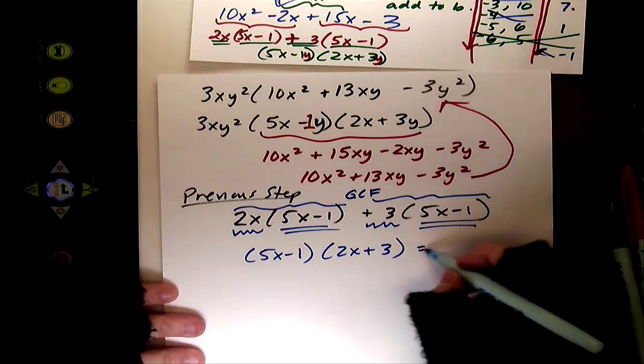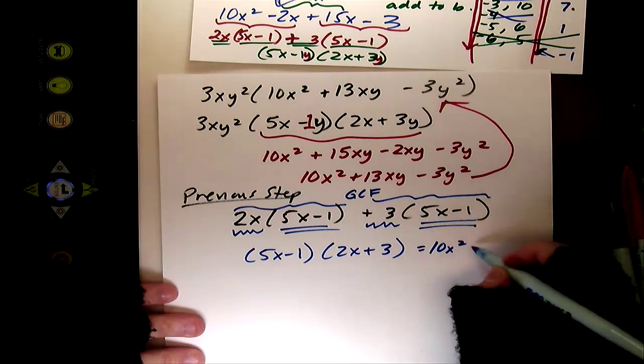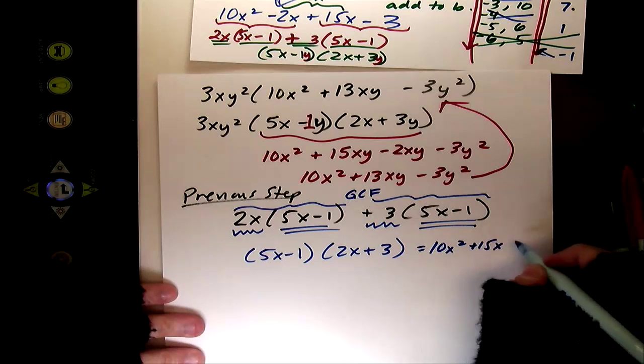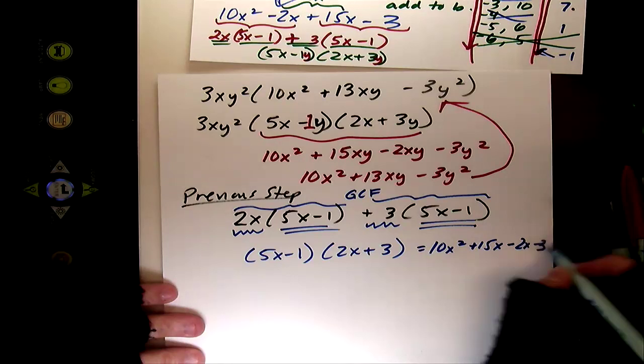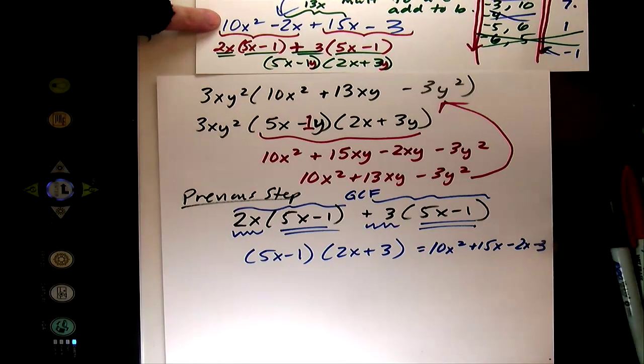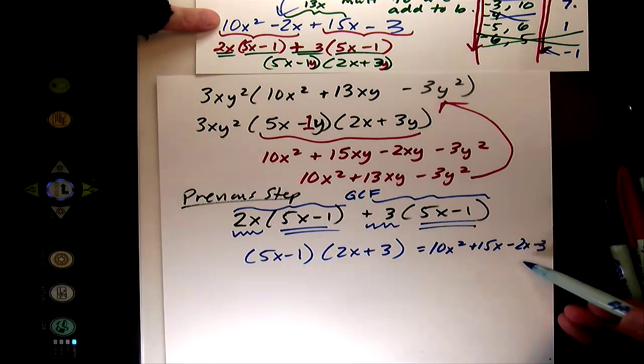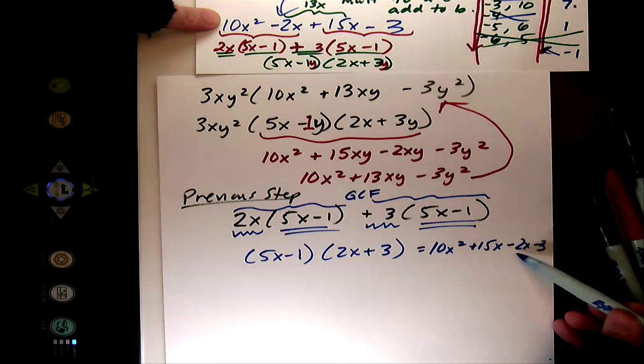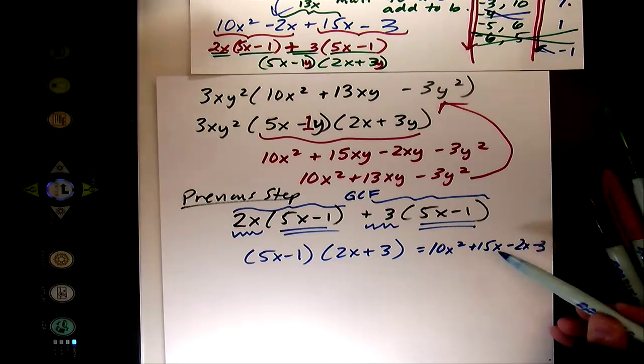If you multiply that back out, you will see you get this line right here. Different order: I got the 15x and the negative 2x in a different spot. But they add together to get us the 13.